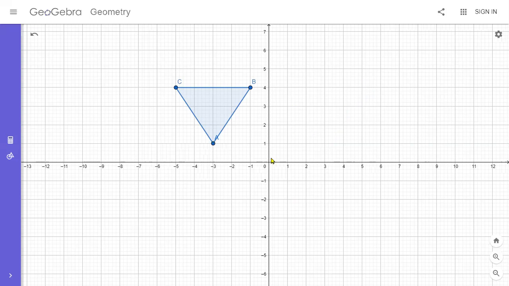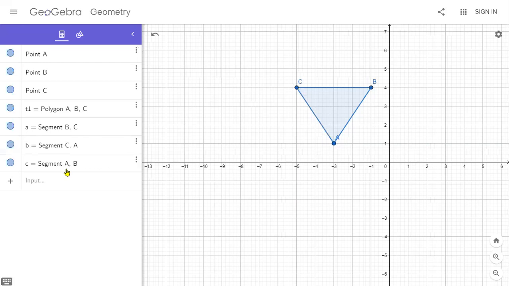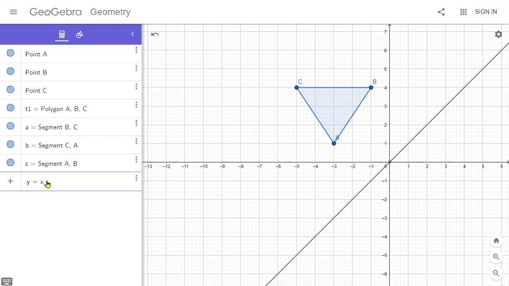And remember that the y equals x line always passes through the origin, and that makes an angle of 45 degrees with the positive x-axis. Okay, let me make the y equals x line.